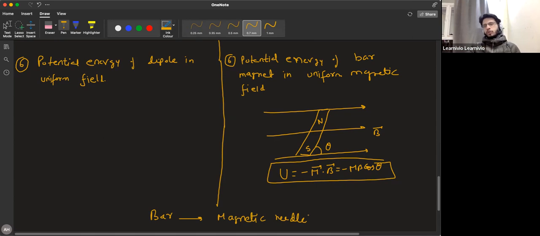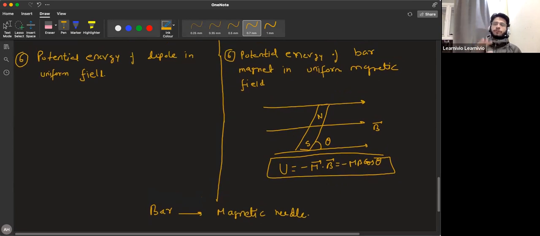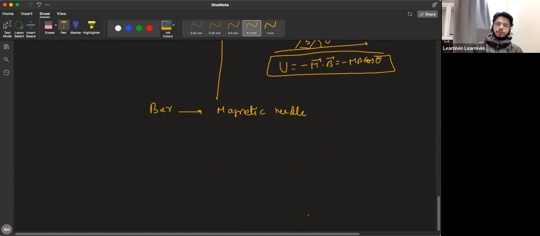Let's do what type of questions you can get from this calculation. The first type of question is on the calculation of field on axial line or on the equatorial line. For those type of questions, just have to decide whether a given point lies on the axial line or it lies on the equatorial line. So let's start with this example.